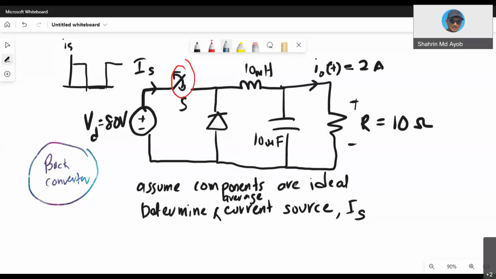I think I got the answer, doctor. That is 10 millihenry, the capacitor is 10 microfarad. The current here, the current output, we know it is time domain, but we know this is actually a DC current, right? The output current should be DC current.